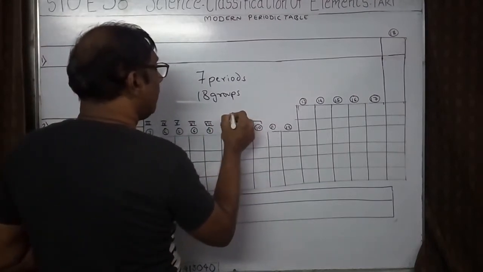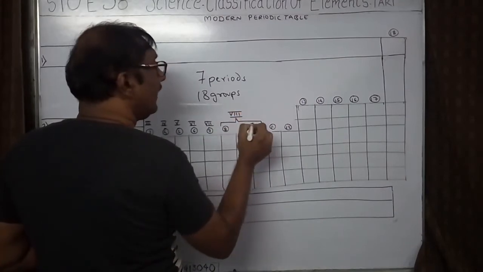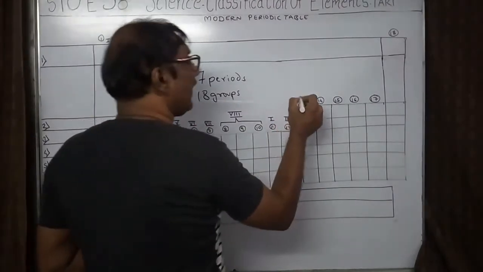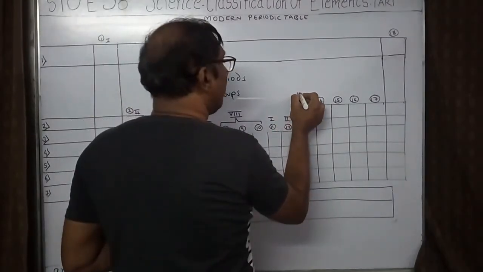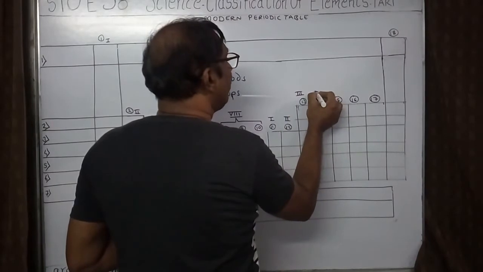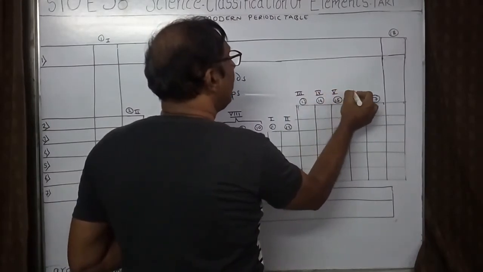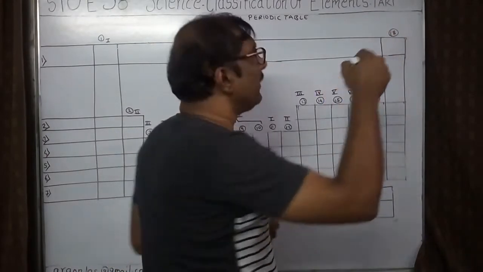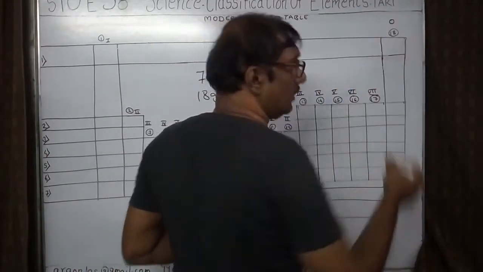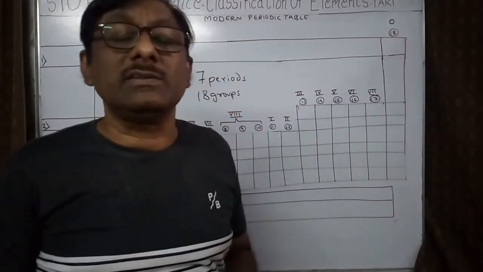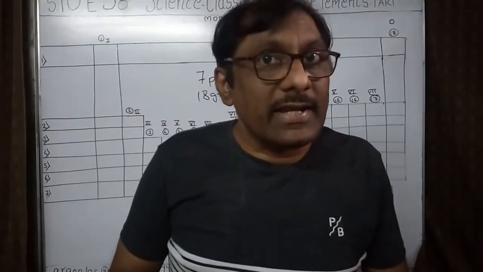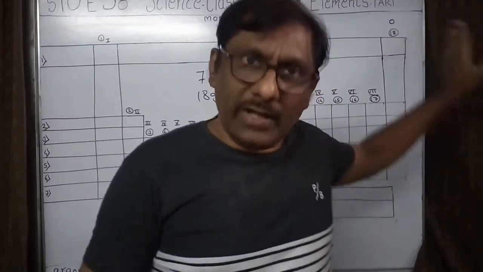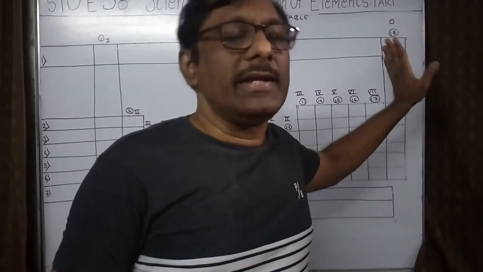Okay, this will be complete 8. This will be first, this will be second. You will remember slowly and slowly. This will be third, this will be 4, 5, 6, 7. You don't put 8 over here because this is the 0 group. As we had learned in Mendeleev's periodic table, the inert gases were placed in the 0 group. So although it is 8, we indicate it as a 0.